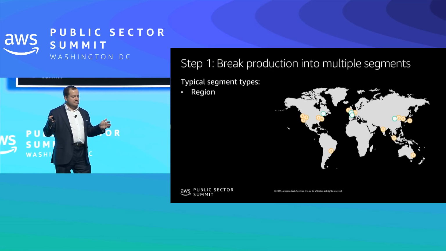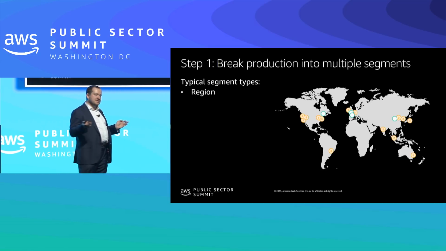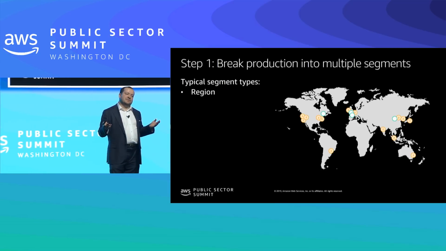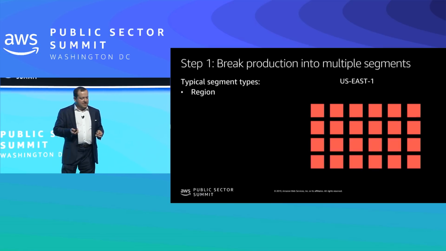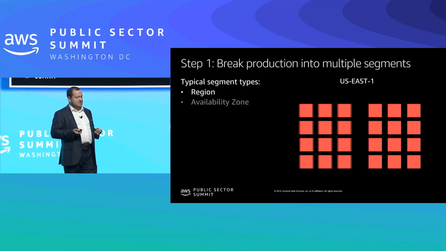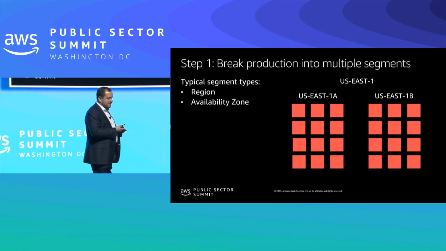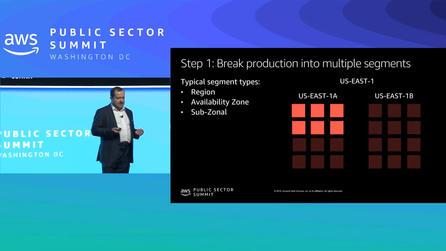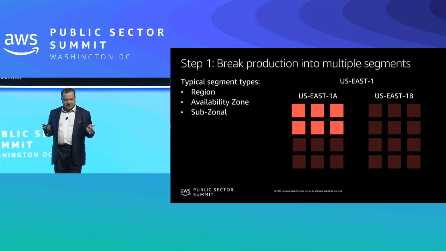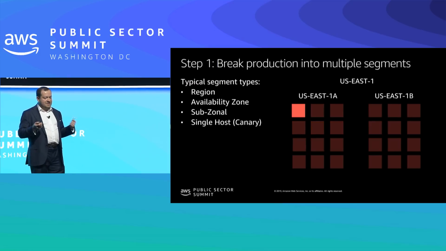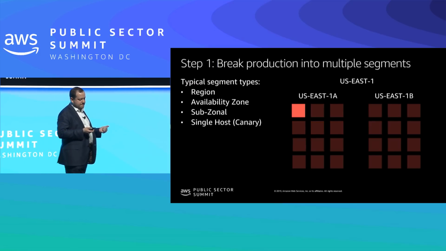So the biggest segment is a region, right? So for AWS, for example, in the US, we've got a region in Virginia. We've got one in Ohio, Oregon, California. Then within each region, we've got availability zones, right? So we've got at least 2 availability zones in every region. Then within that zone, you can have a subzonal group. And then you can have a single host, which is a canary deploy.